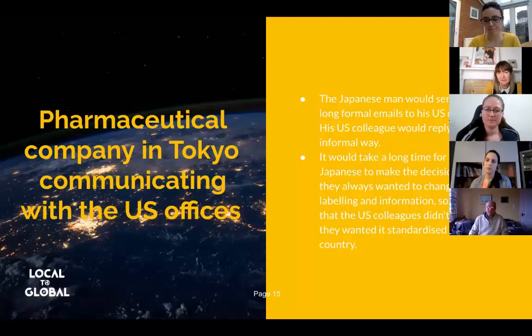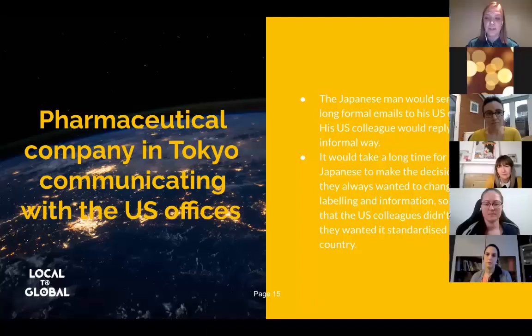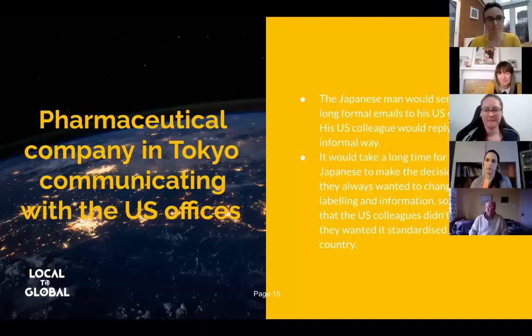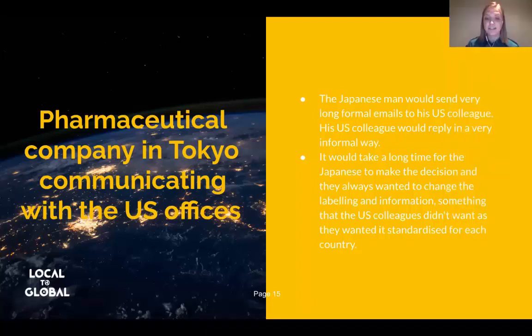The solution was that they both needed to move closer to one another on the scales. The Americans needed to see that in Japan, the process was different, and the Japanese needed to become less formal with their colleagues and see that they were on the same team. When we were first interacting, it was almost as if they were working for two different companies.